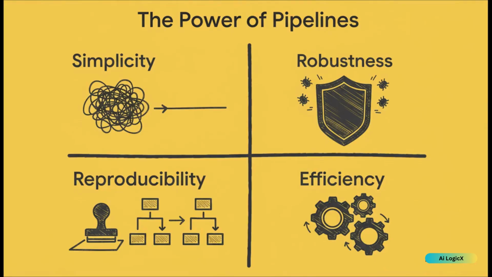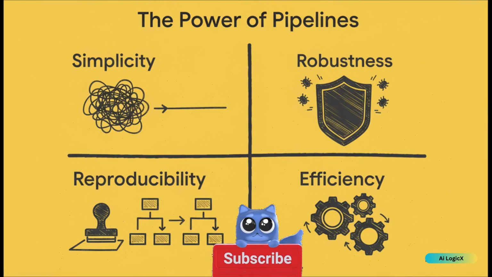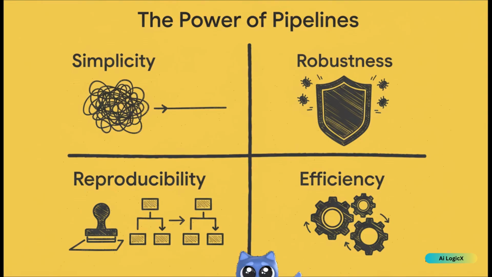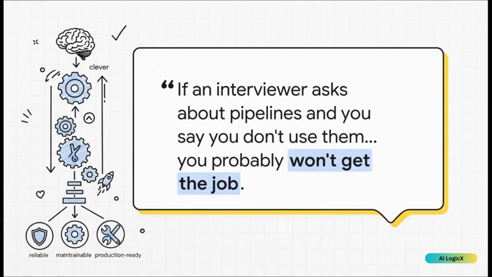You know, the power of pipelines really boils down to these four things. Simplicity. It just cleans up a multi-step mess. Robustness. It massively cuts down your risk of deploying a bug. Reproducibility. This is a big one. It guarantees the exact same steps are applied to your training data and any new data later on. And finally, efficiency. Your whole code base for training, testing, and production just becomes cleaner and so much easier to manage.